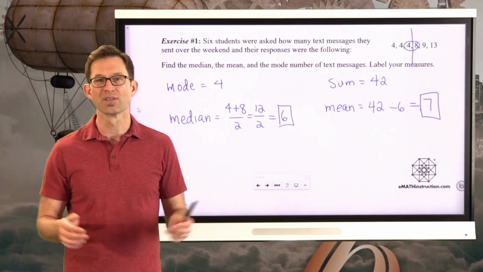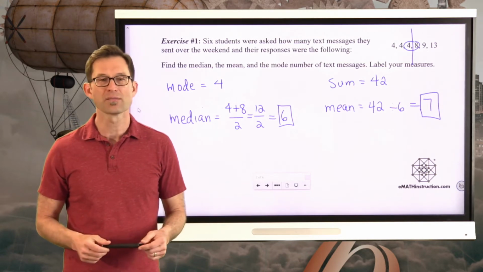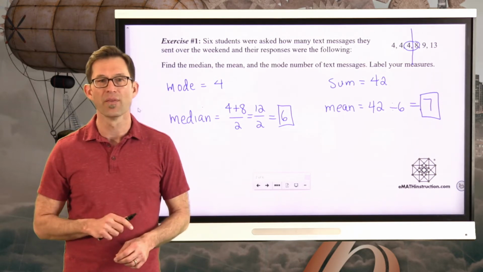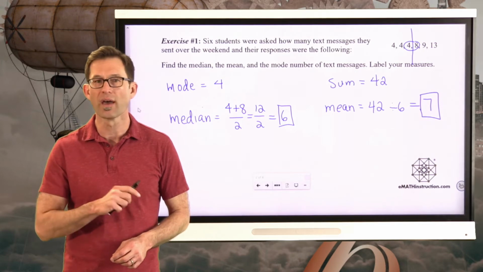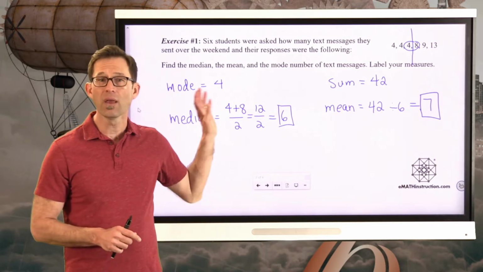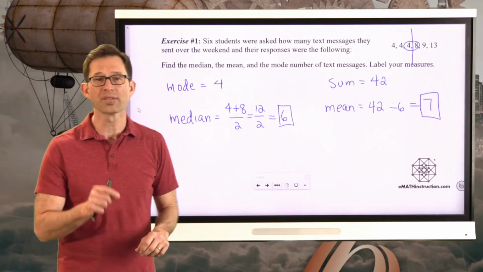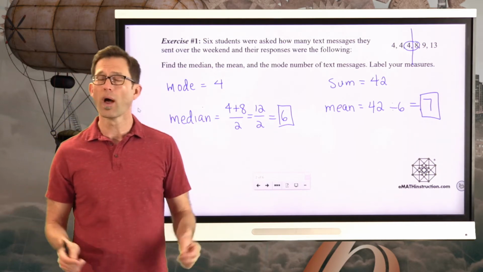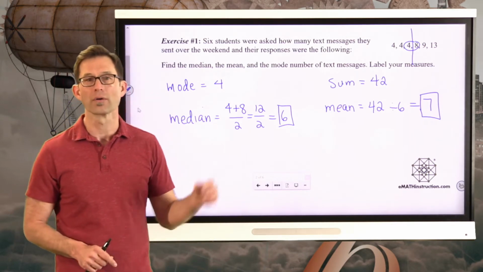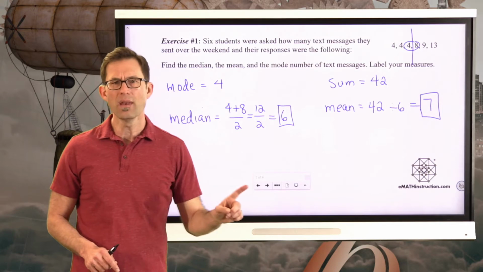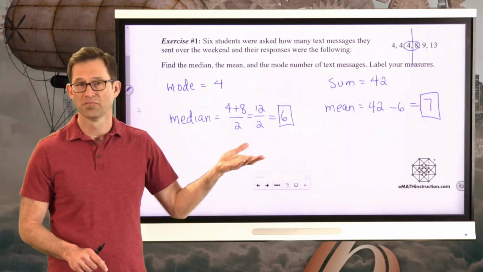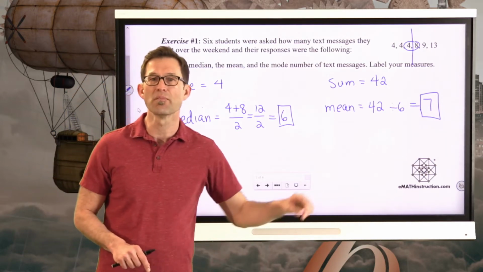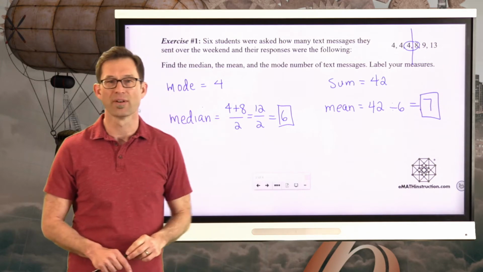So, if the statistical question was, how many text messages did my friends send this weekend, then any one of these three would be a great statistical measure to let them know. Well, the most often number was 4, the mode. The median number they sent was 6, or the average/mean number they sent was 7.